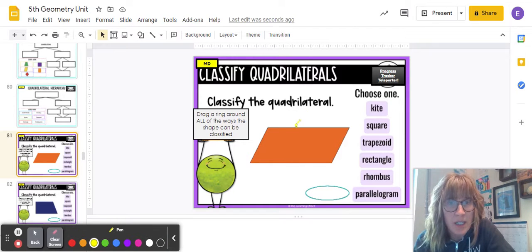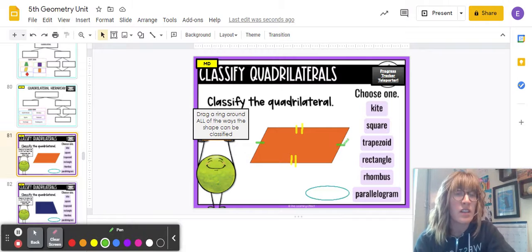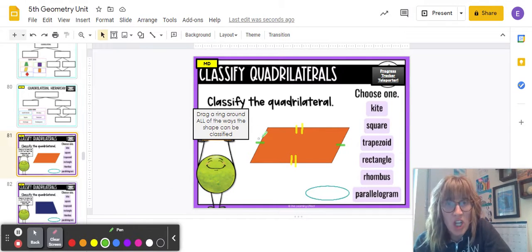Well, in a rectangle, we know that the top and bottom sides are the same length, so we're going to note them with a double hash mark. And these are equal length, so we're going to note them with a single hash mark. But we know that the adjacent sides, if we were to share this vertex here, are not of equal length. We have a double hash mark and a single hash mark. So this can't be a kite.